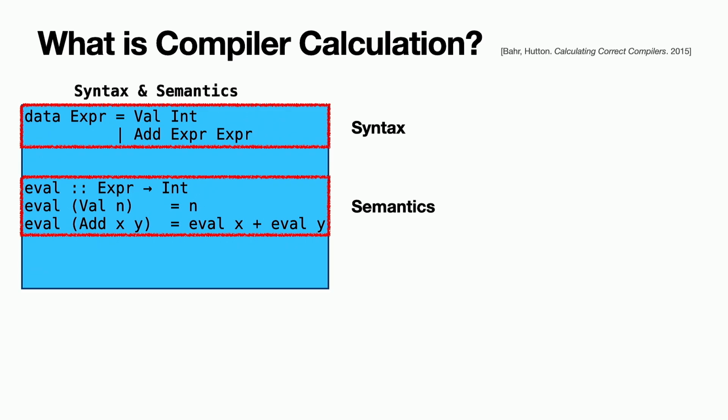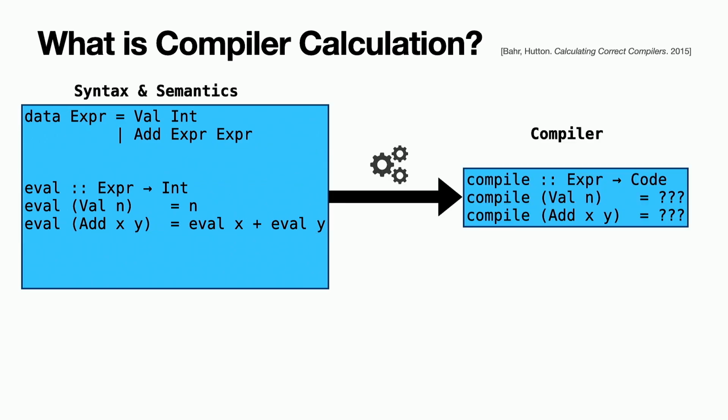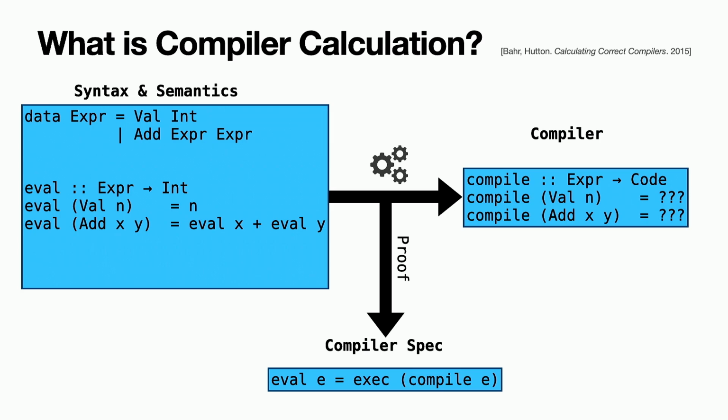And so what we want to do is get out of this a compiler, right? Derive a compiler by some kind of mechanical process. And not only that, we also want to get some kind of assurance that the compiler is correct. So we also want to have a proof of the specification of the correctness of the compiler.